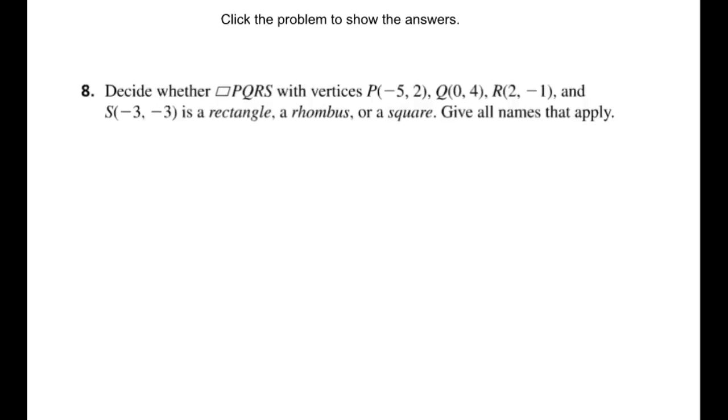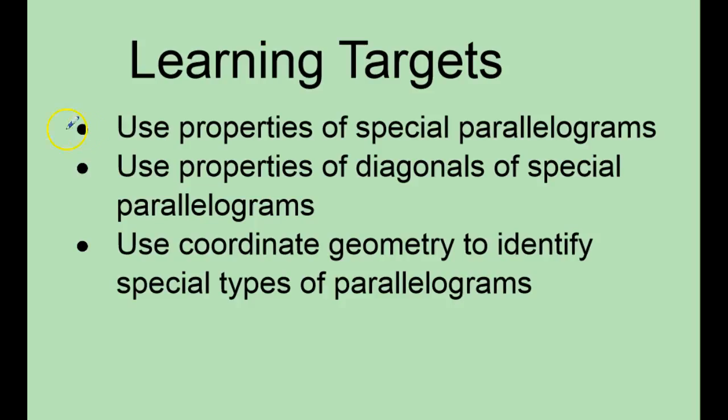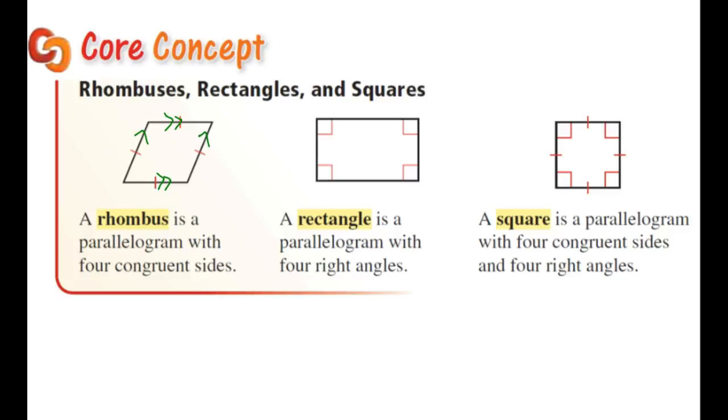So let's look at our learning targets that we checked out. So our first one is use properties of special parallelograms. So these are our special parallelograms, rhombus and rectangle and square. And those properties that we're talking about are if the side lengths are the same or if the angles are the same. And we know that if the sides are the same, it's a rhombus. If the angles are the same, it's a rectangle. And if both of those things are true, then it's a square.